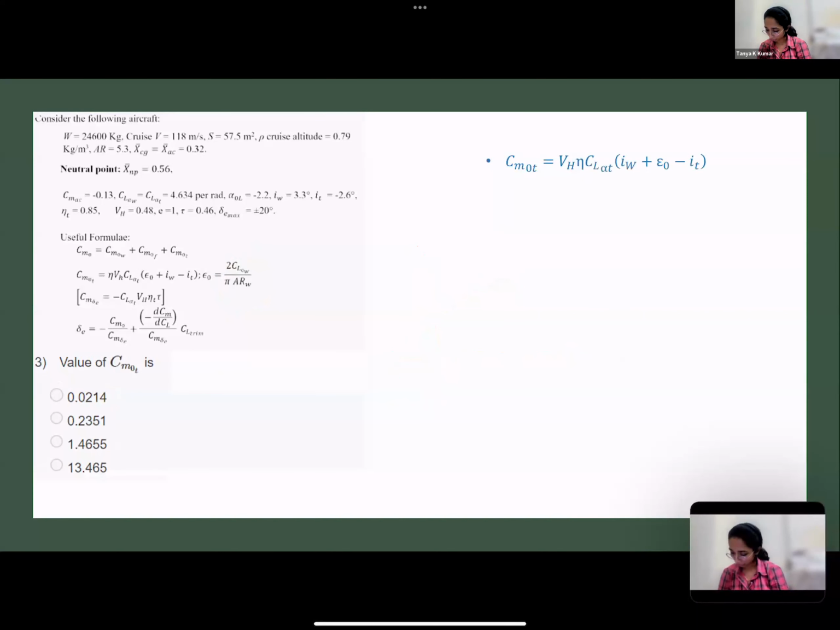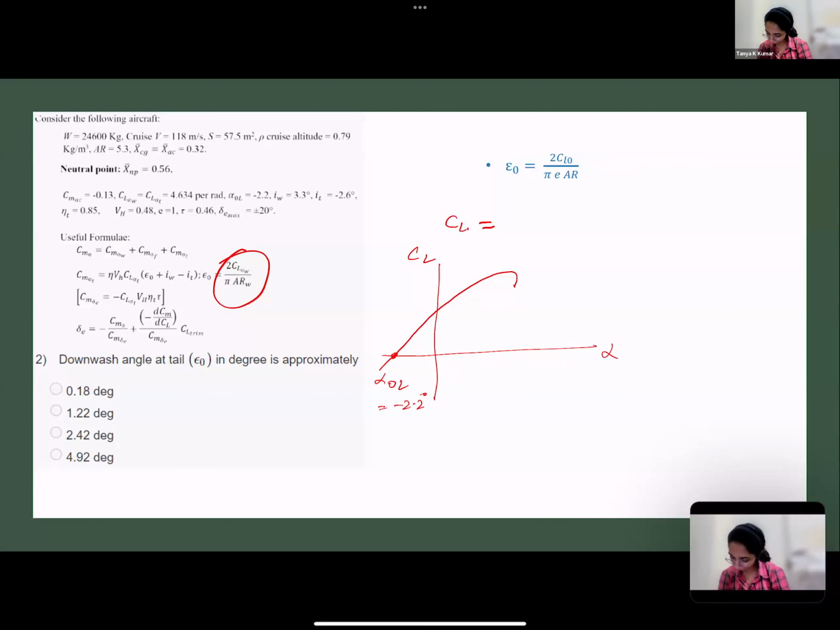Okay, so CL naught would be what is the slope. That is given in per radians, and your angle of attack is in degrees. So 4.634 per radian. You have to convert the per radian to per degree, so that will be 57.3 into 2.2. Let me just calculate this. So it gives you 0.1779. Okay, so that gives you CL naught.